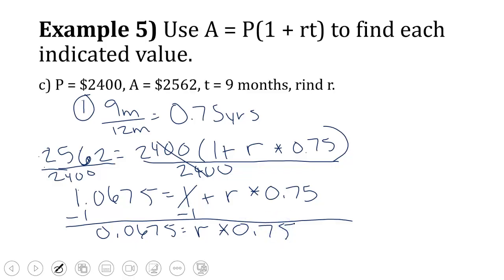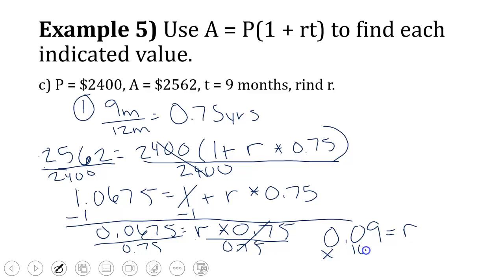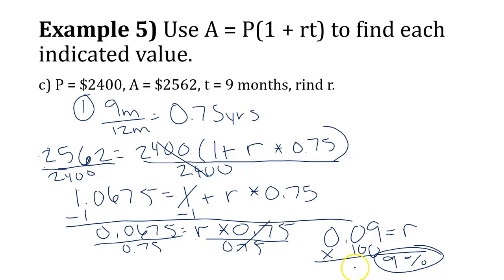We still need to get R by itself. How are they connected? Multiplication. So what's opposite? So on both sides, divide by that 0.75, and that cancels. So we finally get R by itself. And R comes out to be 0.09. But R is a rate. It's a percent. So now multiply that number by 100 to get your percent, and you will get 9% for your rate as your final answer.